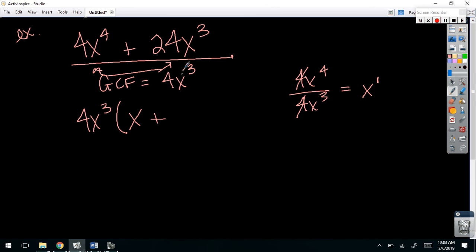And what happens when you divide 24x to the third by 4x to the third? It becomes 6. Just 6. Divide them out and look. 24x to the third divided by 4x to the third.